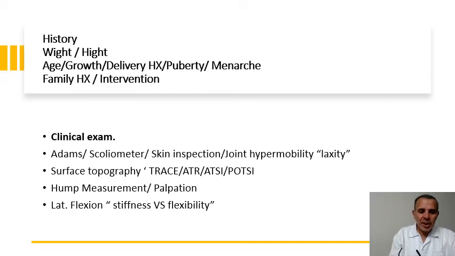Did they have a surgery? Are they planning to go for a surgery? Did they have braces? Did they have exercise? In detail: frequency, repetition, type of exercise, which school of scoliosis exercise it belongs to, compliance, and all the details about any intervention that happened before.